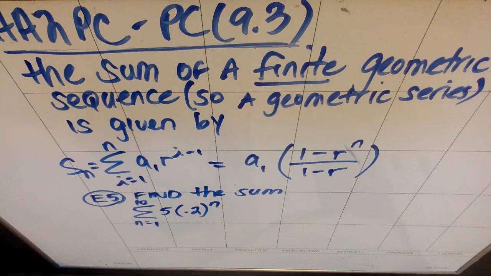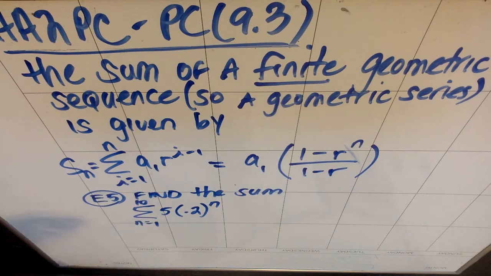We're back at Honors Algebra 2 Pre-Calc, doing Pre-Calc section 9.3, which is geometric sequences and series. So we're going to talk about the sum of a finite geometric sequence. By that, we actually mean a finite geometric series, right? Because the only difference between a sequence and a series is whether you're adding or just listing the numbers. And here we're adding the numbers.